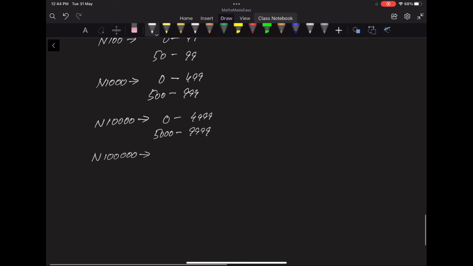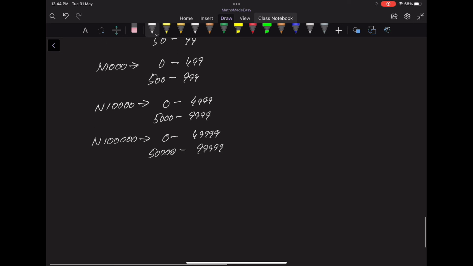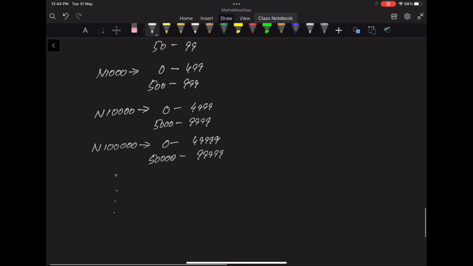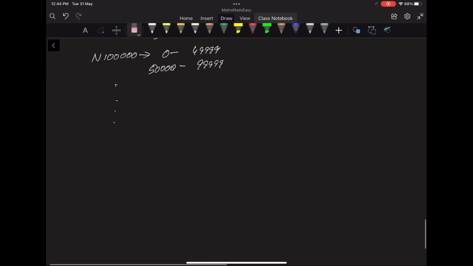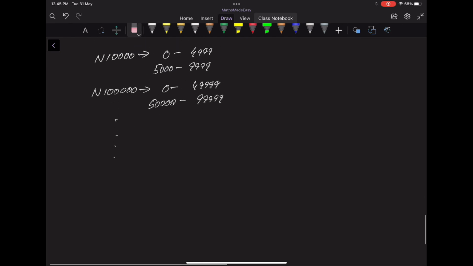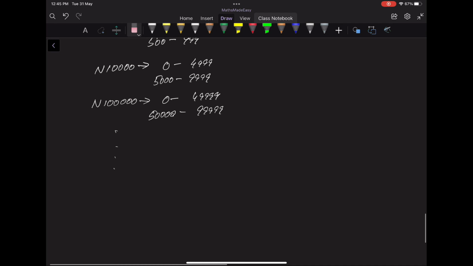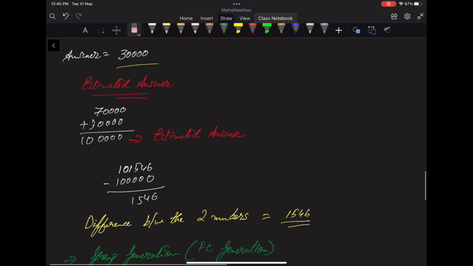For nearest 1 lakh, 0 to 49,999, 50,000 to 99,999, and do it as you go on. The bigger you want to go, you have to keep following the same process. Like if you want to go to 1 crore, 10 crore, 100 crore, 1000 crore, you have to just keep following the same process. It's quite simple, the group generation.